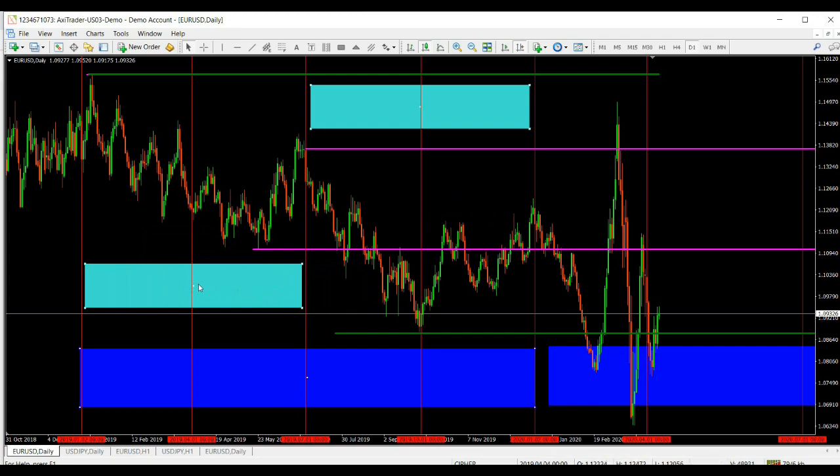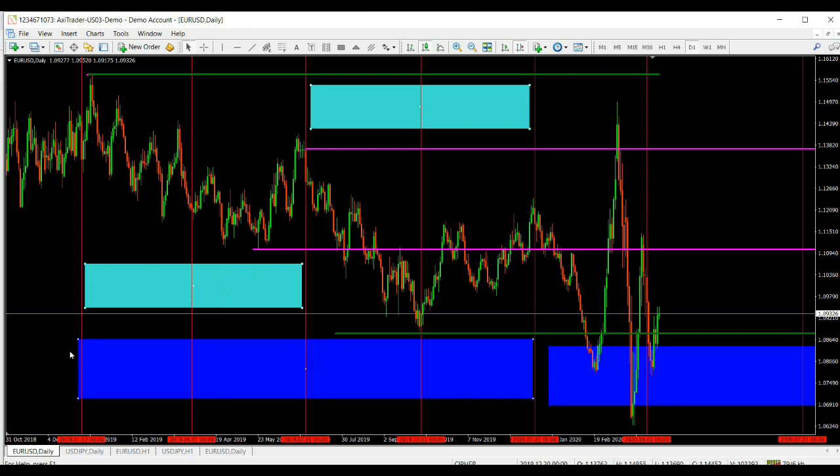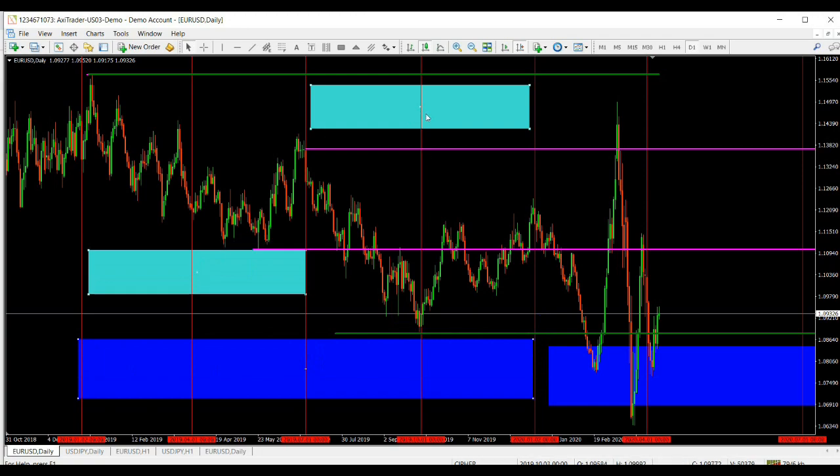Just to make it clear, I have placed these zones, nothing else, so that you do not get confused. This is 2019, the whole year time frame. This is the 2019 first half. This is the 2019 second half. Half yearly. What are the green lines? This is the yearly one.